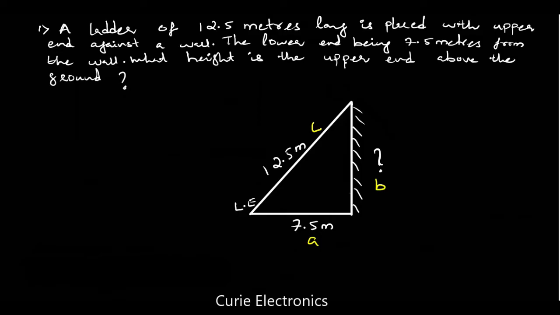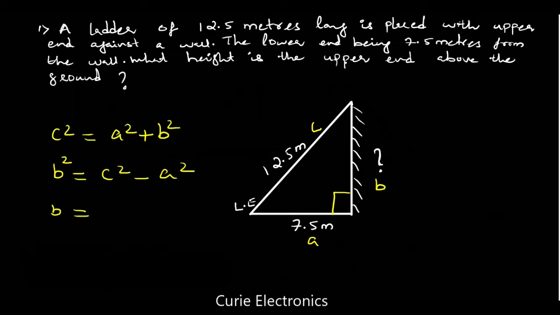Now this is a right angle triangle. So what is C square? C square equals A square plus B square. Right. And now, we want B. So B square equals C square minus A square. So B equals the square root of C square minus A square.